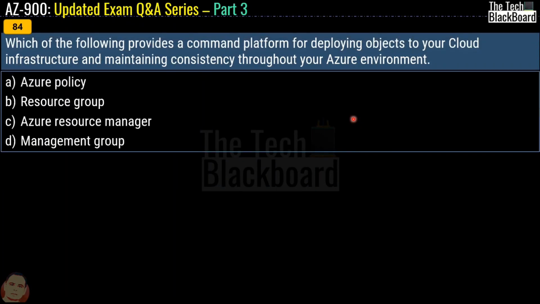Now let's move to question number 84, which says, which of the following provides a command platform for deploying objects to your cloud infrastructure and maintaining consistency throughout your Azure environment? Your options are Azure Policy, Azure Resource Group, Azure Resource Manager, or Management Group. The correct answer for this question is option C, Azure Resource Manager.